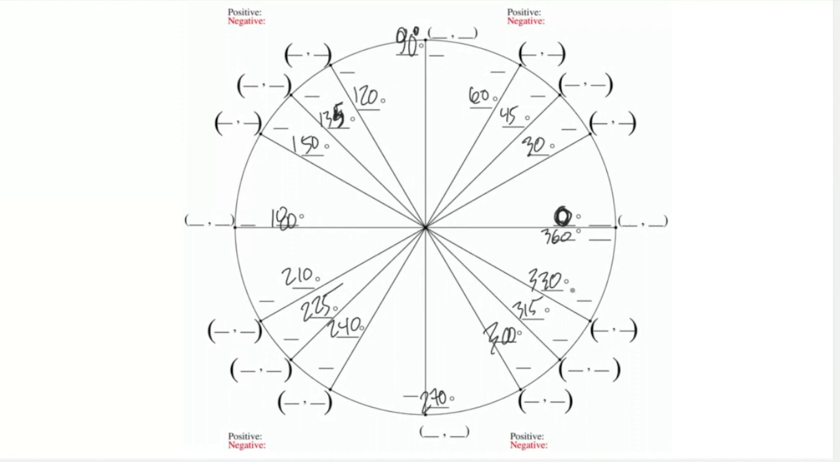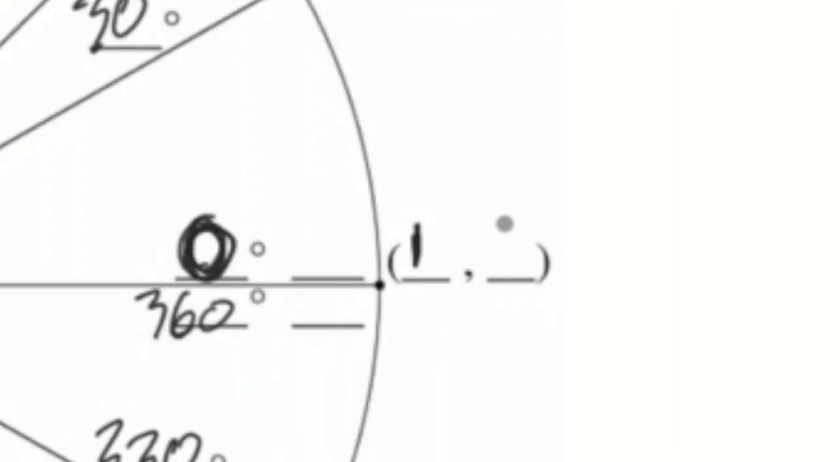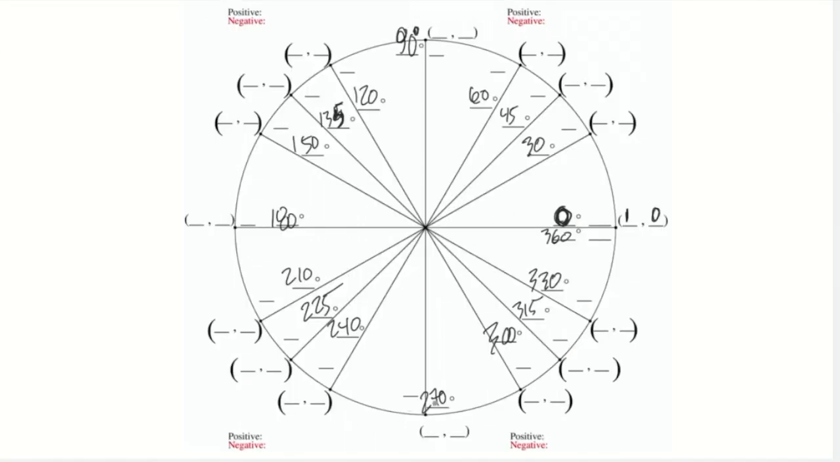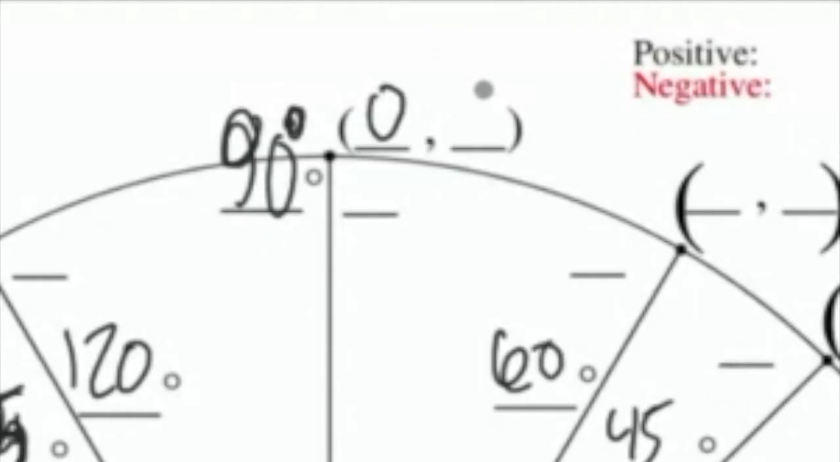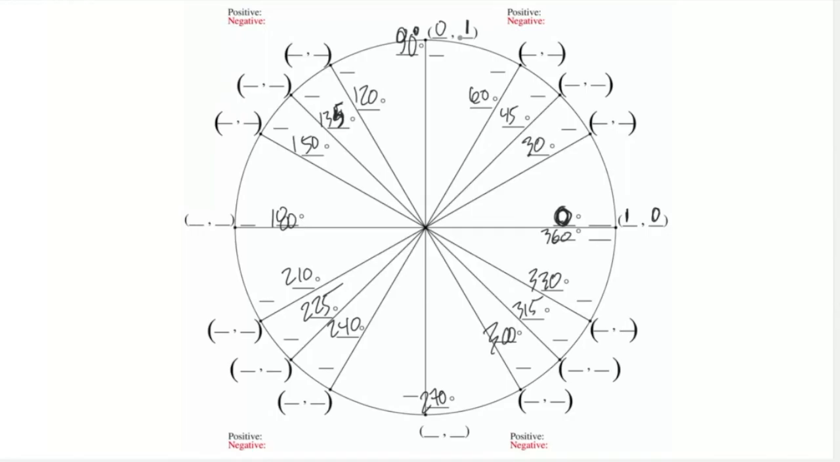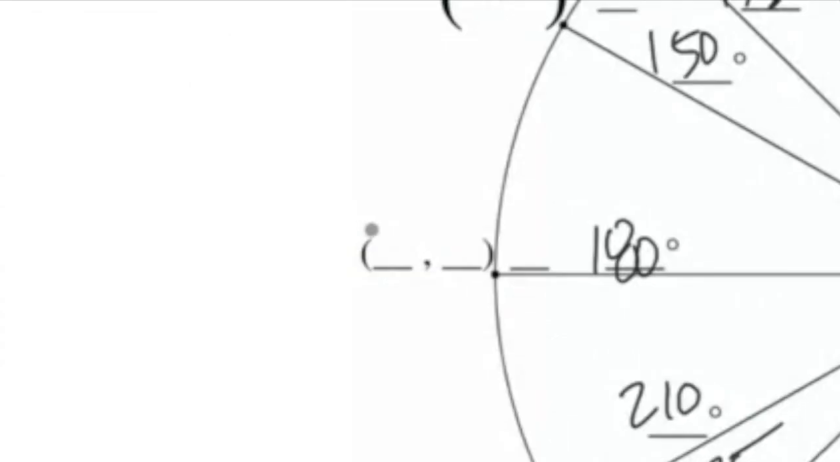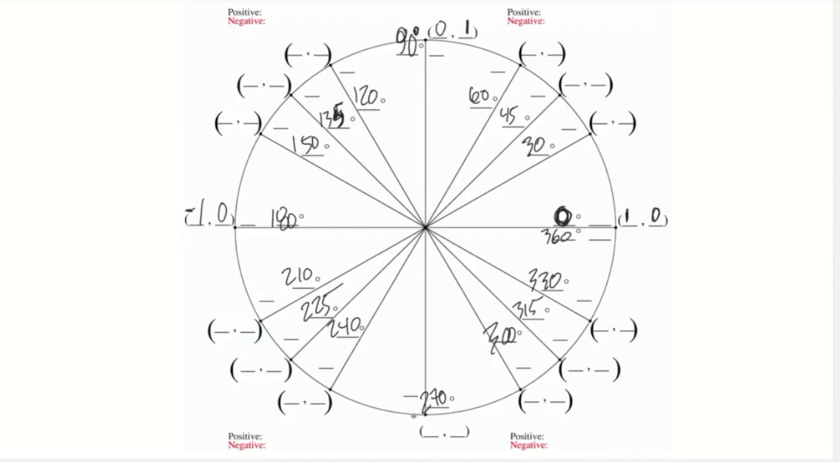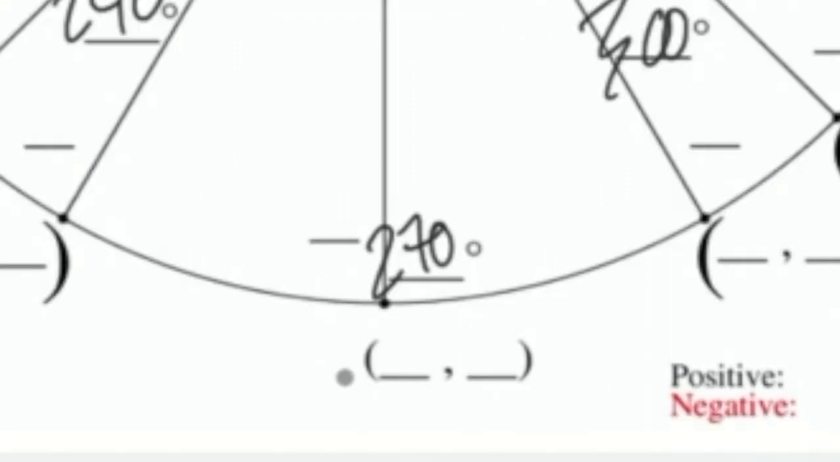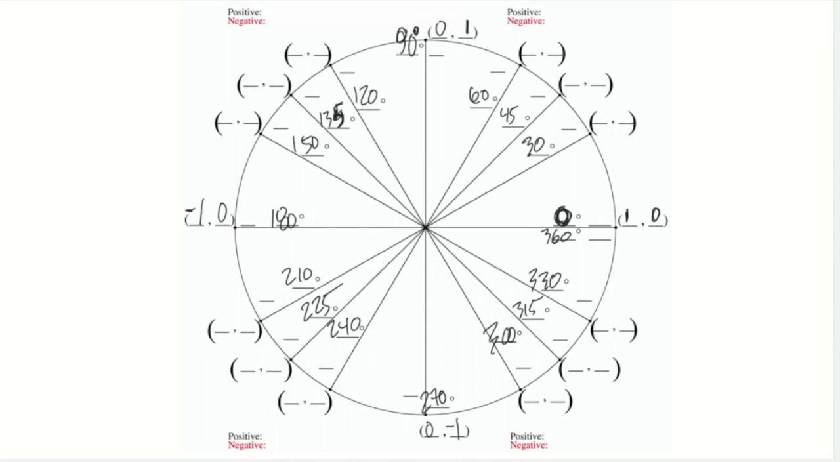Now, let's try to fill in some of the coordinates here. Again, start with the easy part. X is 1, y is 0. Here, x is 0, y is 1. Here, x is -1, y is 0. Down here, x is 0, y is -1. I think that's different. Yeah, okay, that's all the easy stuff.